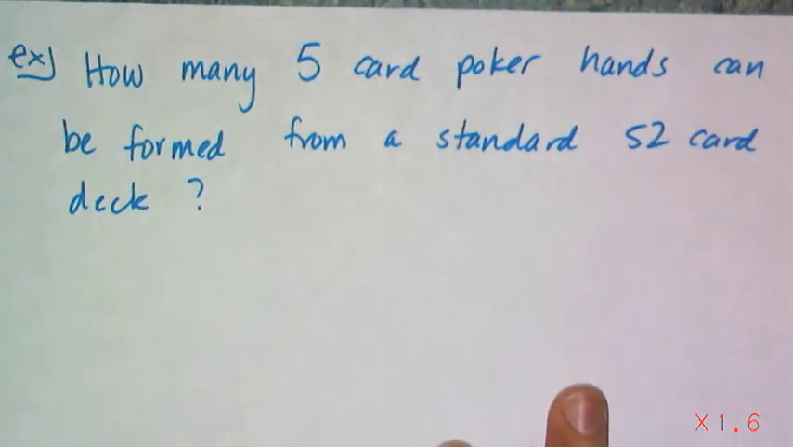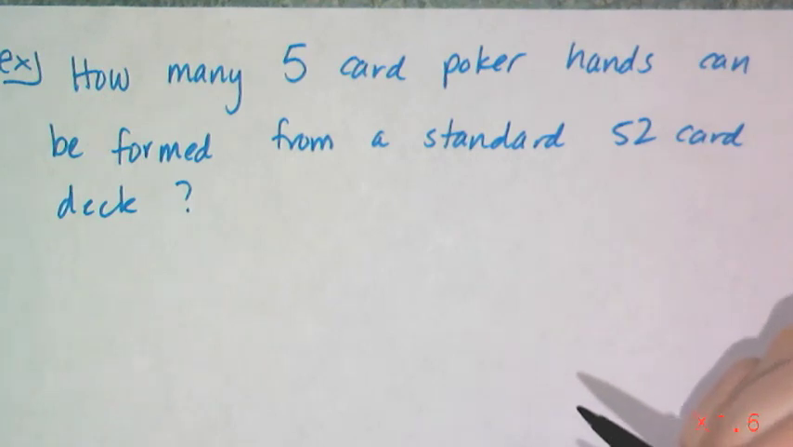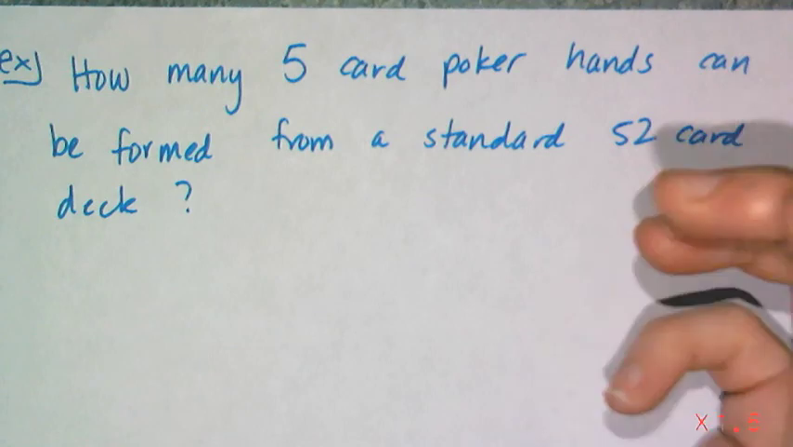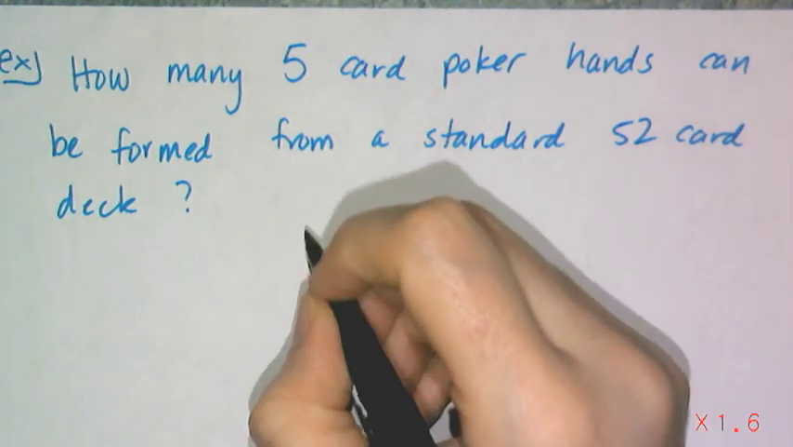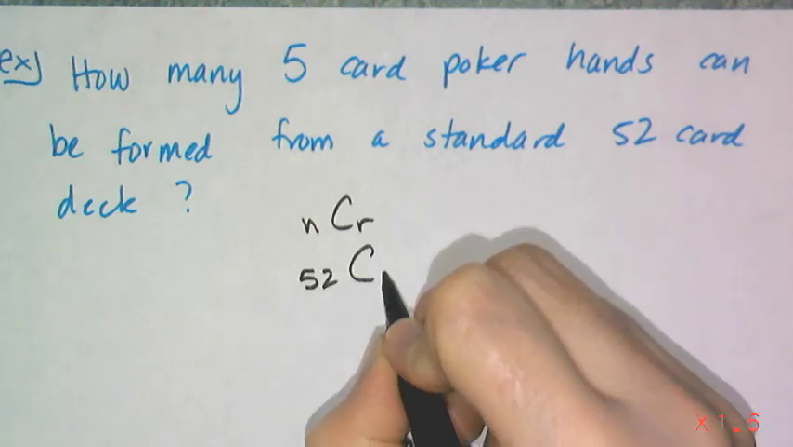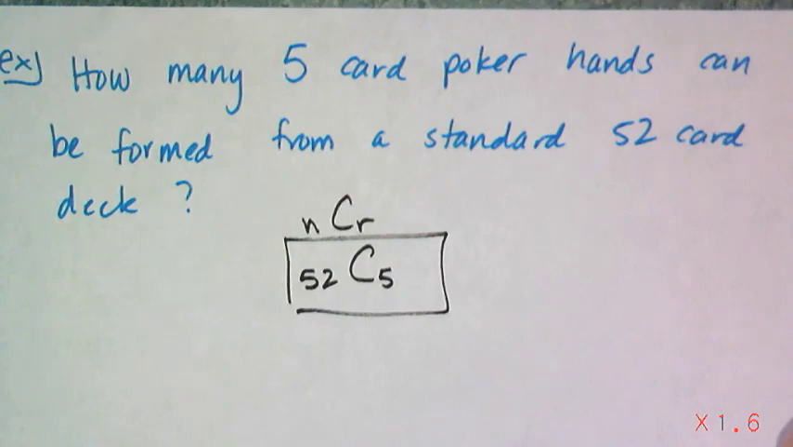So let's do a basic example, which could be useful if you ever become a poker player. How many 5-card poker hands can be formed from a standard 52-card deck? Well, once again, we don't care in which order you get the cards, so order does not matter, which tells me that I have a combination. And I have 52 cards, and I have groups of 5. And so this is the calculation that I want to do.